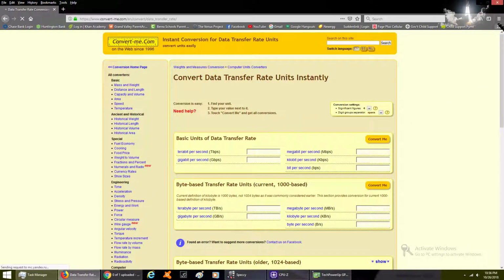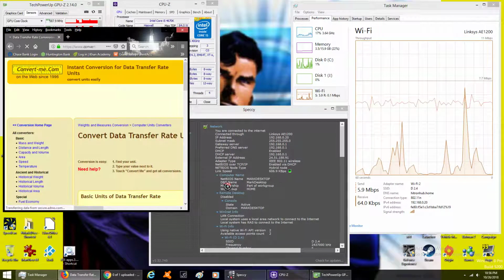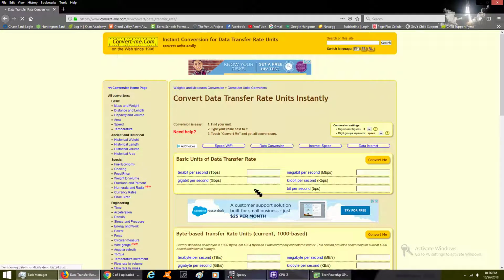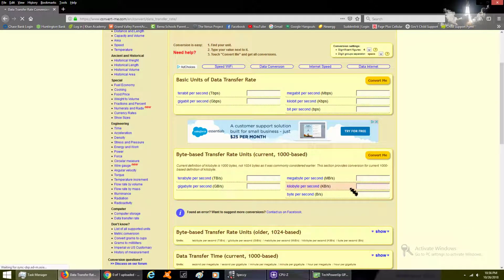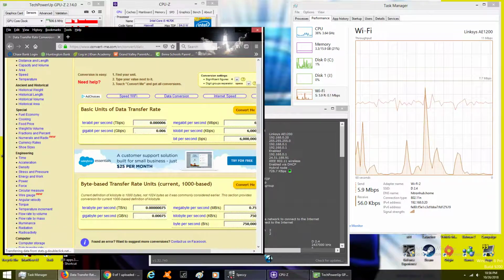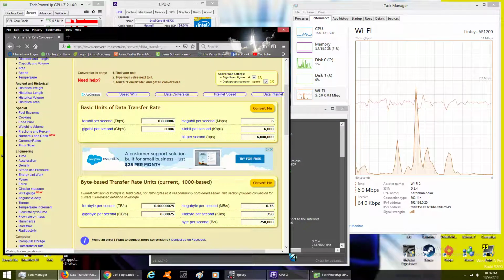Alright, so see here, right? 750. 150 kilobytes because it's a capital B. So we gotta look for kilobytes. 750. Okay, so we got the conversion. Megabits. 6 megabits. So that equals up. It's pretty good.